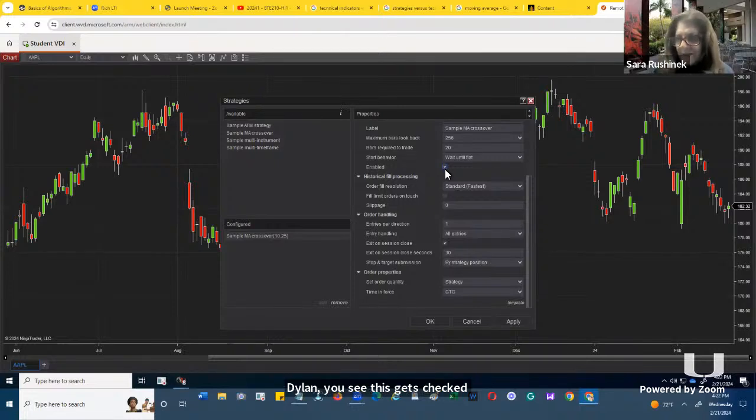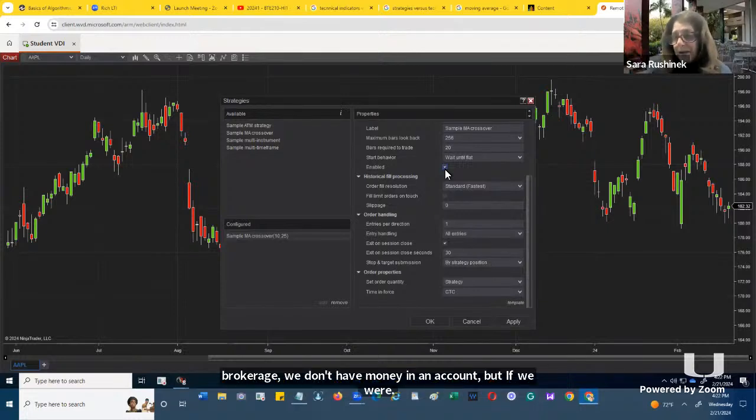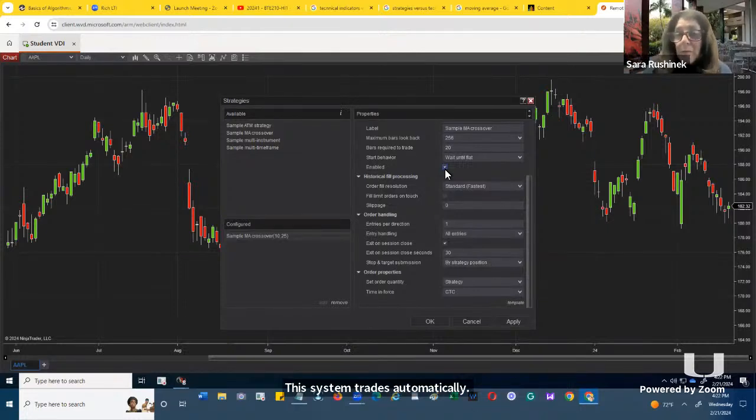Why is it? Zach Berman, the reason is this is going to be an automated trading system. We're using simulated data, meaning we're not tied to a brokerage. We don't have money in an account. But if we were, this system trades automatically. So they are making it by default not enabled to make sure, Zach, in your group, are you sure you want to use this strategy? Because we're going to go out and we're going to execute. And the computer is going to do all the trading for you. So that's why. And now we want to make sure we say apply.